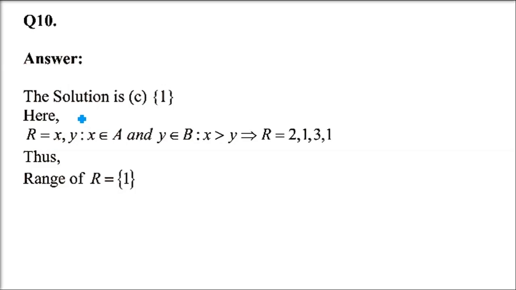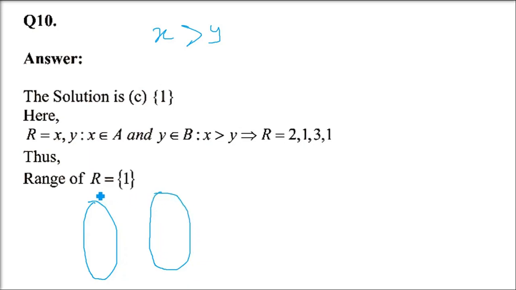Question number 10. A equals {1, 2, 3}, B equals {1, 4, 6, 9}. R is a relation from A to B defined by x is greater than y. The range of R is? So x has to be greater than y. The range is all the values in the ordered pair. The first value will be the domain, the second value will be the range.